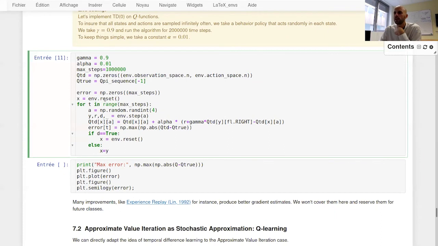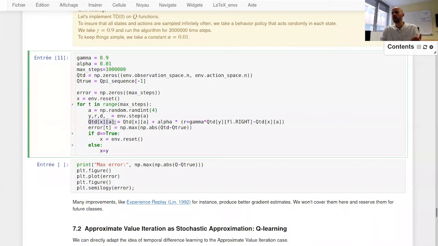I'll reset the environment. And for every time step of interaction, I will randomly draw an action, because we said that the behavior policy is fully random, uniformly random over actions. I will take a step. So I obtain this S prime sample. So here I wrote S equals X and S prime equals Y. And I just performed the TD update.